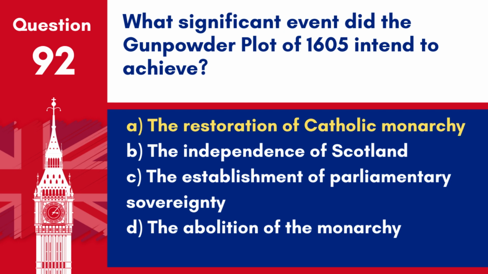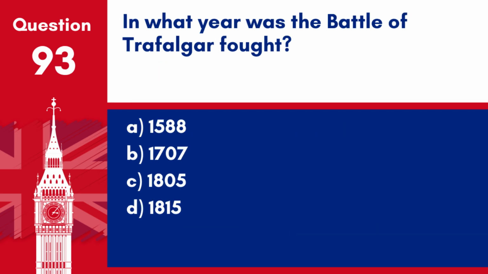Answer A. The restoration of Catholic monarchy. The significant event the Gunpowder Plot of 1605 intended to achieve was the restoration of the Catholic monarchy. Question 93. In what year was the Battle of Trafalgar fought?